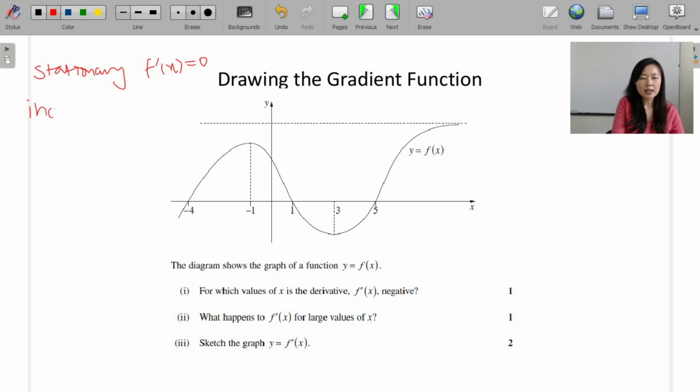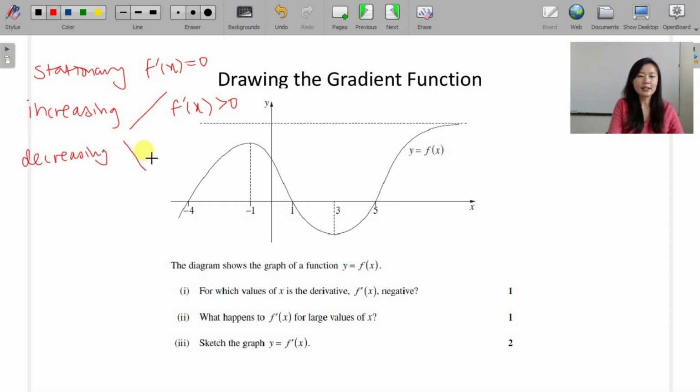There's another type called increasing. Increasing means it's sloping positively. I just realized my reflection is mirrored, so sloping positively, I'll just draw it. Yes, sloping positively, f dash x is greater than 0. Decreasing is sloping negatively, f dash x is less than 0.